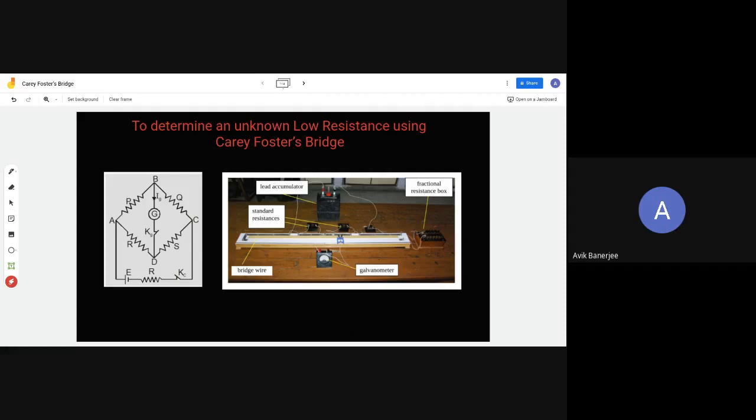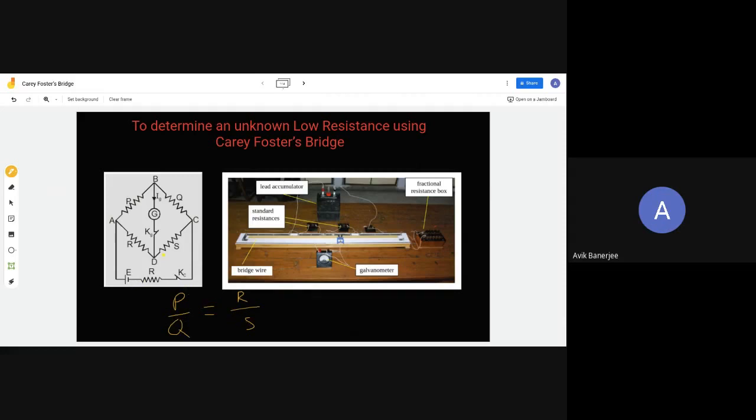Okay, so can you tell me what is the Keystone Bridge principle? P by Q equals R by S. So you're saying that P by Q is equal to R by S. So if we take any 4 given resistors and construct a bridge like this, should we be able to write this? P by Q equals R by S.